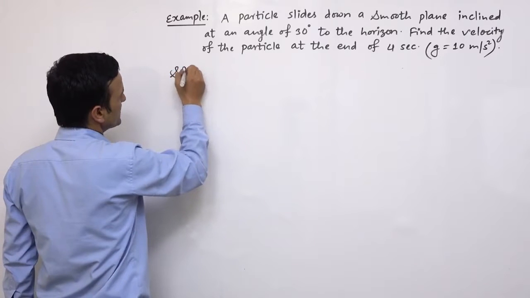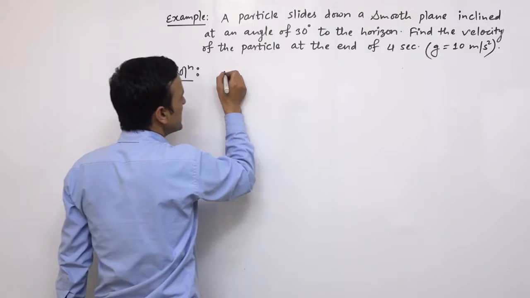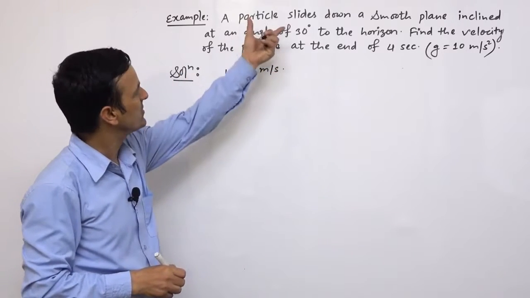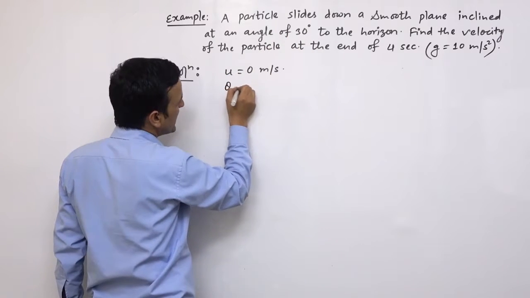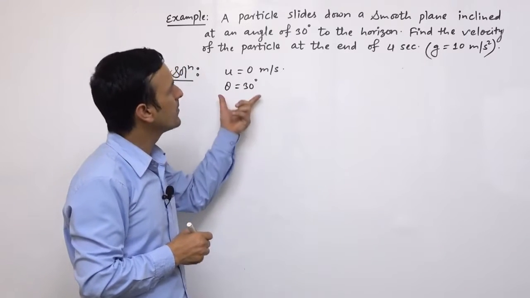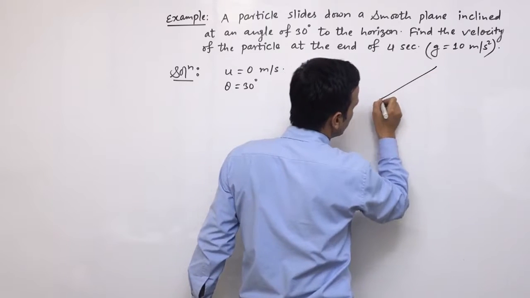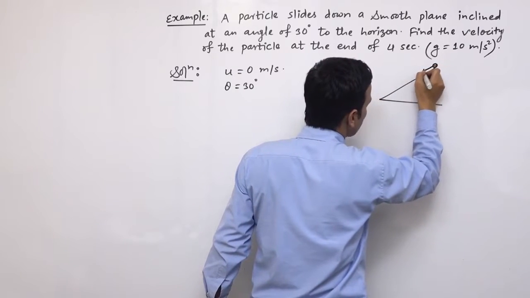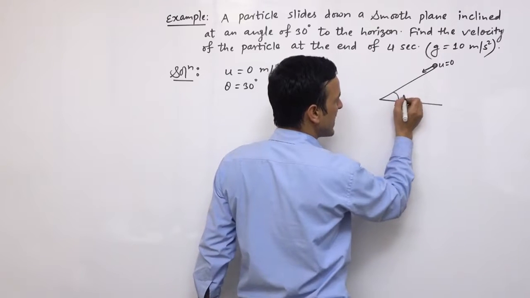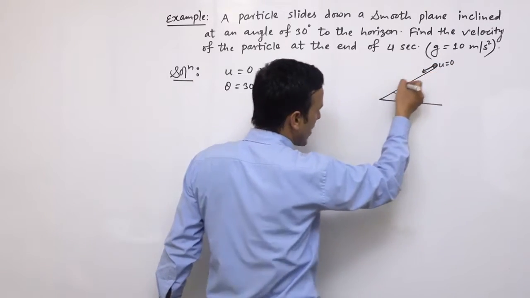So from this information we can write down: the particle slides down a smooth inclined plane. Initial velocity means the starting velocity; it starts from rest, so it is 0. And theta is 30 degrees, also known as the angle of inclination. Theta is 30, the angle made by the inclined plane with the horizontal line. We can also draw the figure. If the particle is here and it is sliding down from here, then its initial velocity is 0, and the angle made by this inclined plane with the horizontal line is theta, which is also given. So it is sliding from upward to downward.